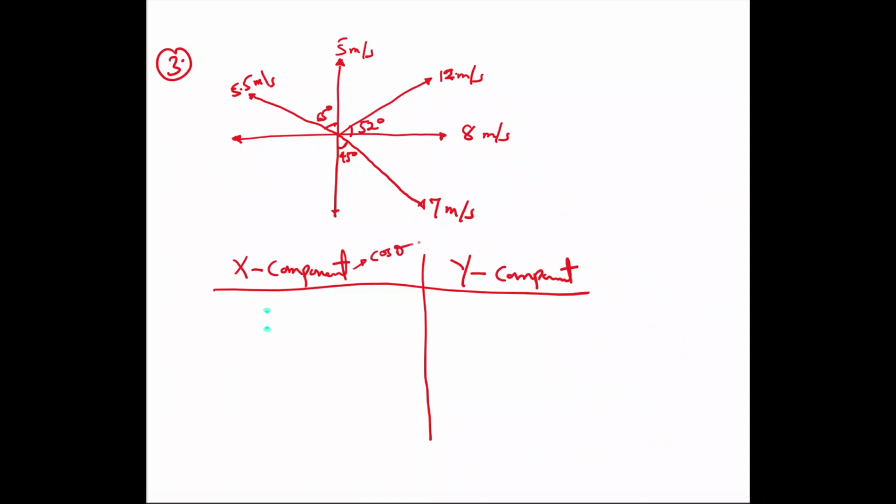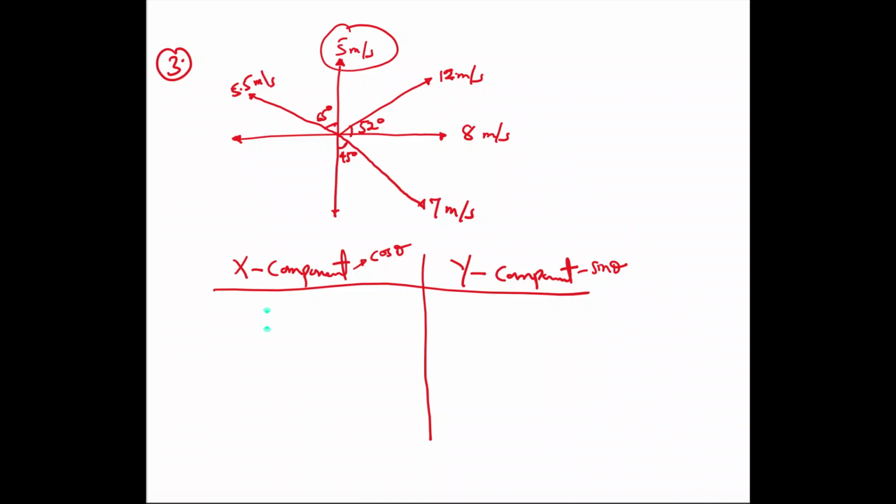Okay, so the x component will stand for cos theta, and the y component will stand for sine theta. So let's get it clear like that. So now let's start with 5 meters per second squared. Let's start with this one first.